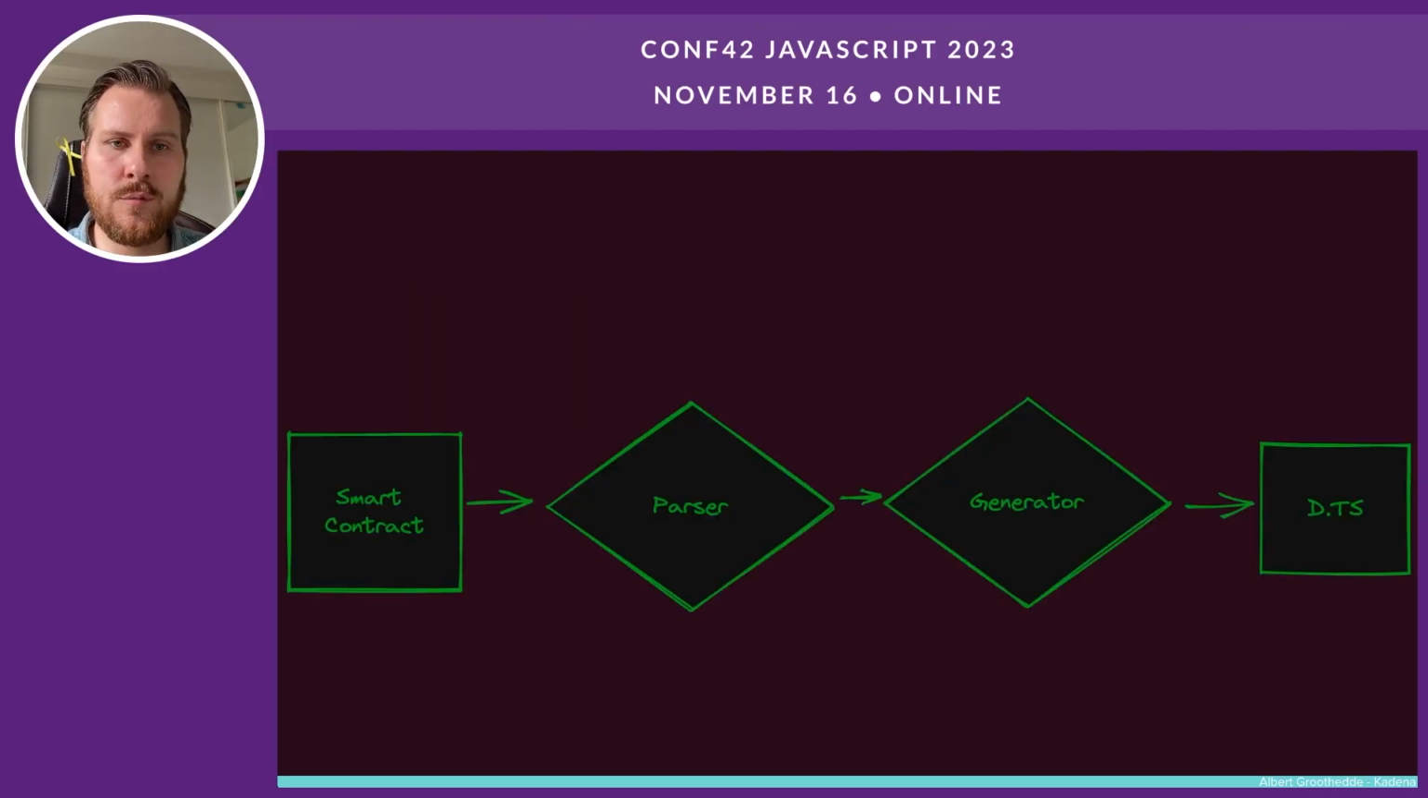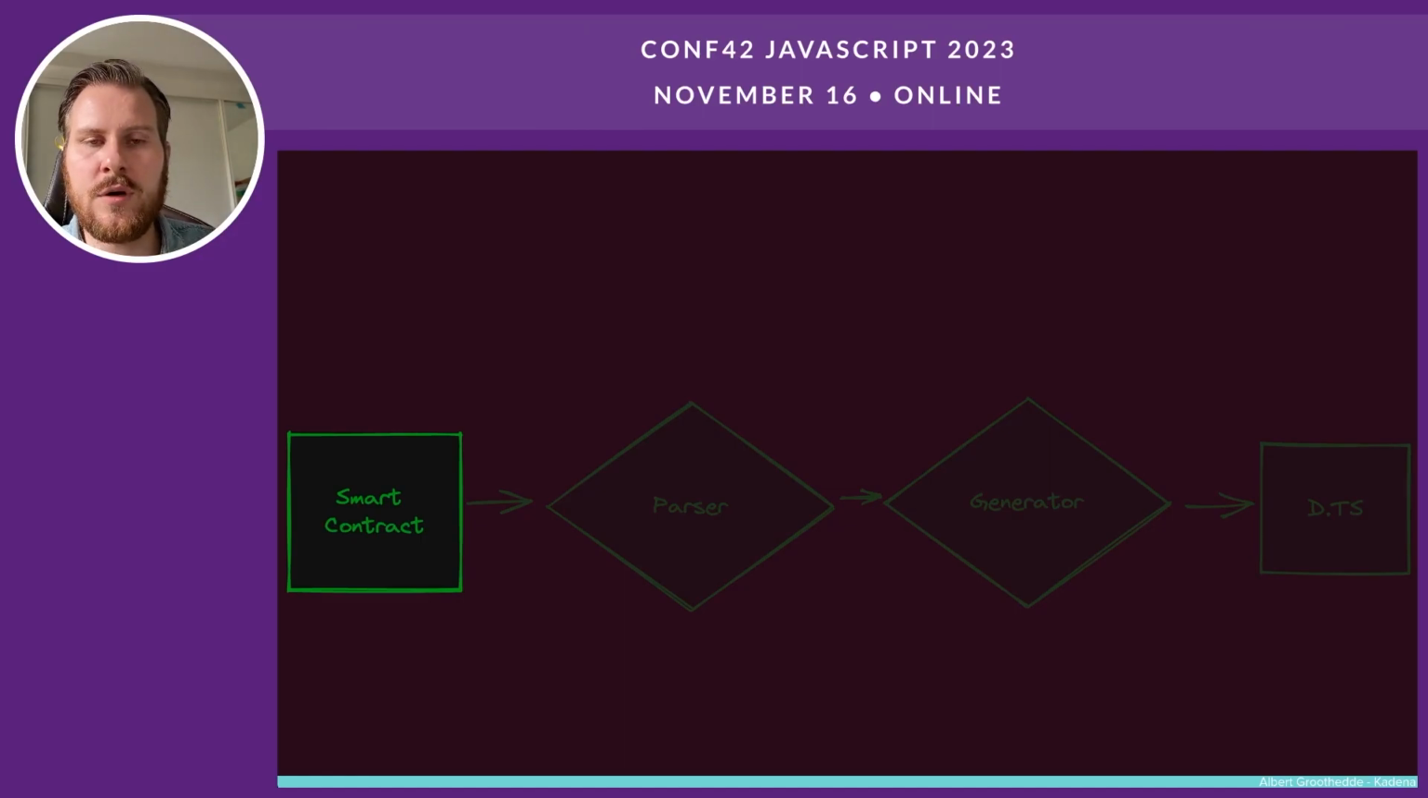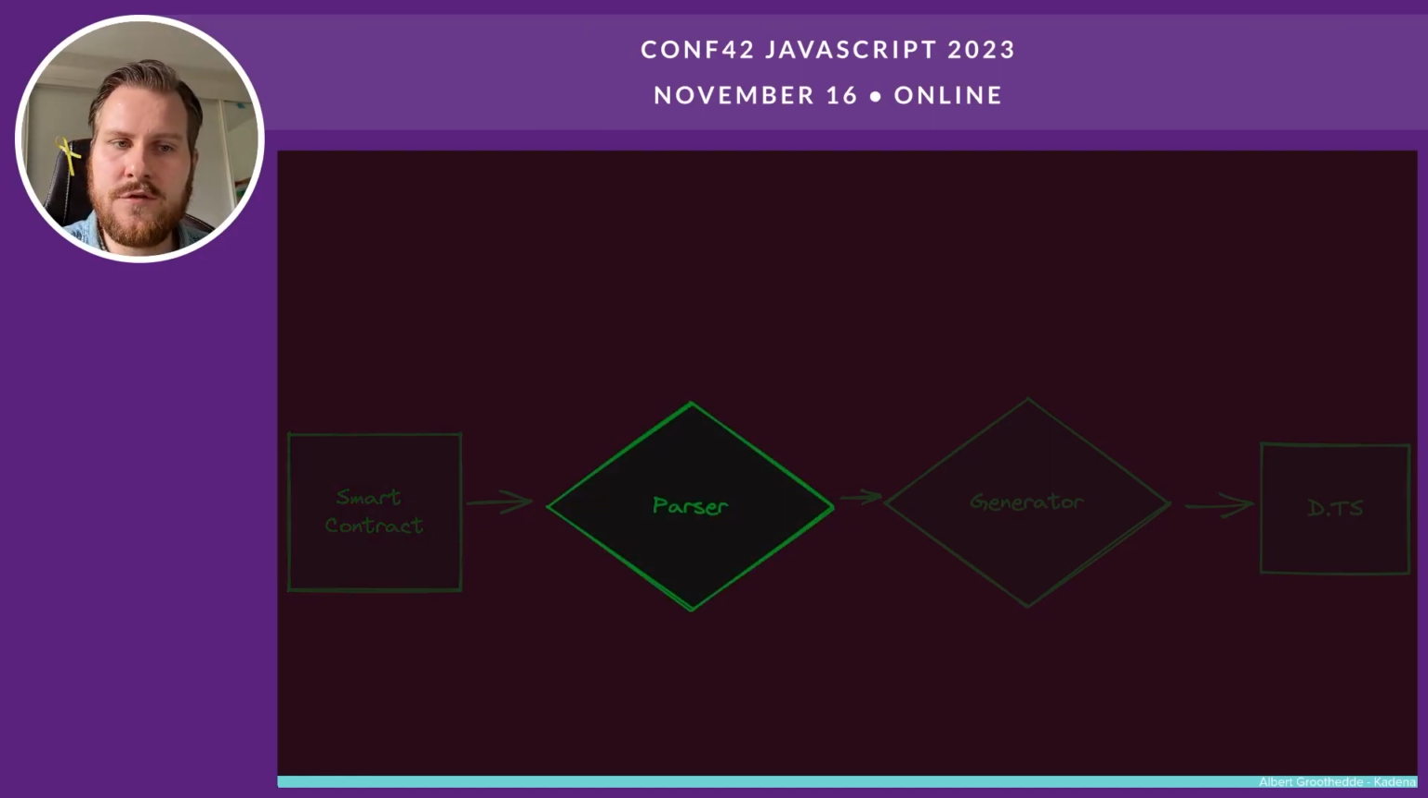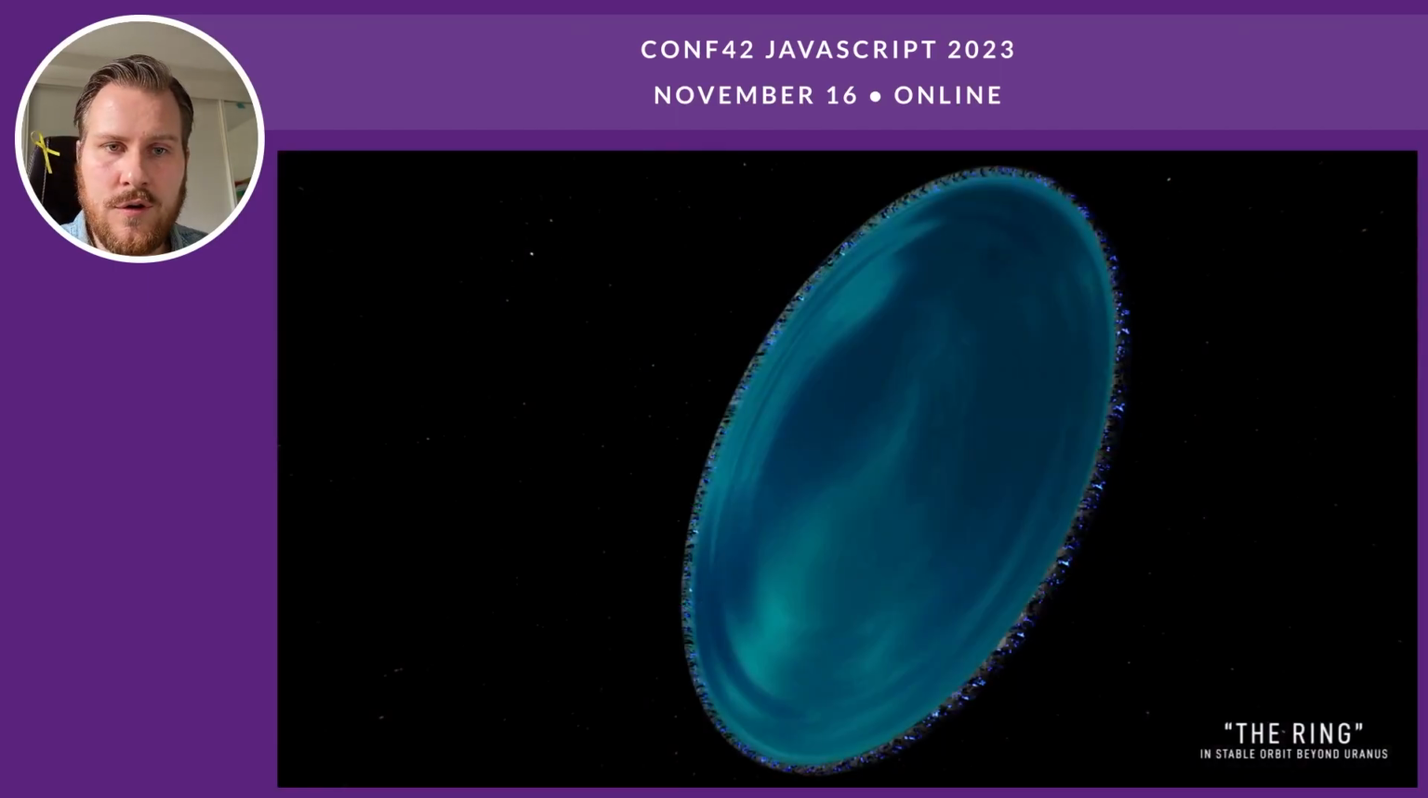How do we go from a smart contract on one hand to a TypeScript definition that can be used in this library to build an awesome client? First, we need to take the smart contract and put it into the parser, and this is where we actually go through the wormhole and check out how a parser works.